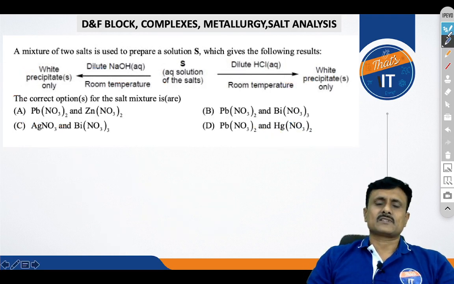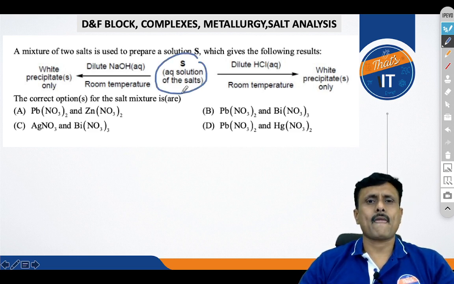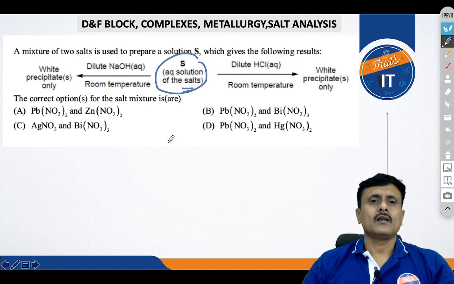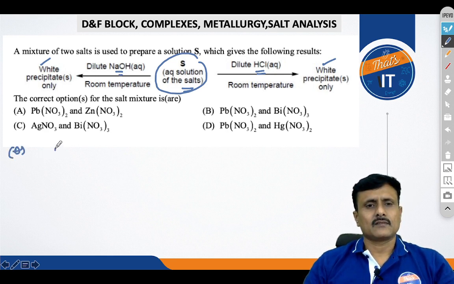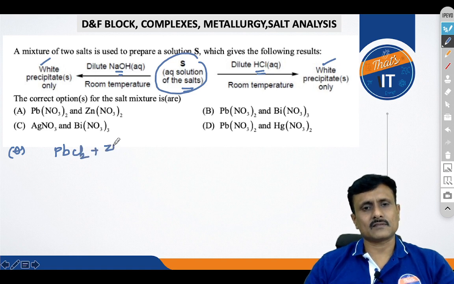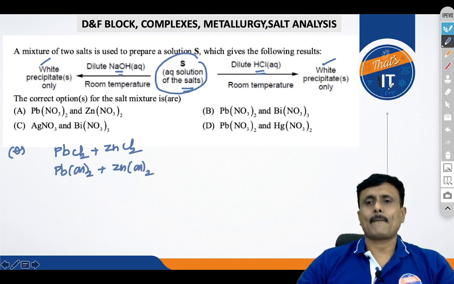You can see the next question is from salt analysis, and that too very interesting. You can see that you got an aqueous solution of salts giving rise to white precipitates with either dilute HCl or dilute NaOH, isn't it? Now you can see option A. When I am using HCl, you will be getting PbCl2 plus ZnCl2. When I am using NaOH, you will be getting what? Pb(OH)2 and Zn(OH)2.